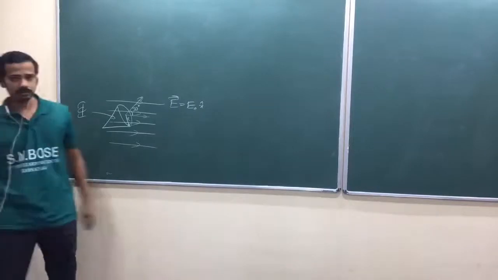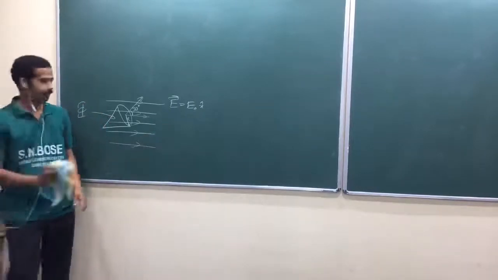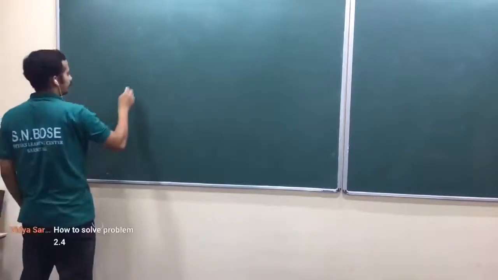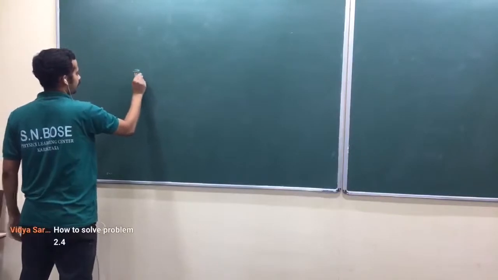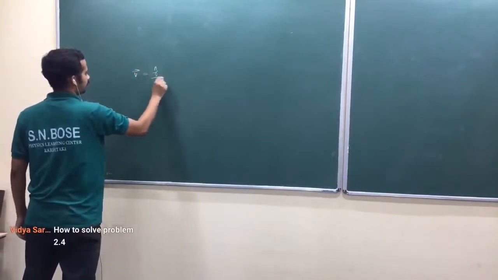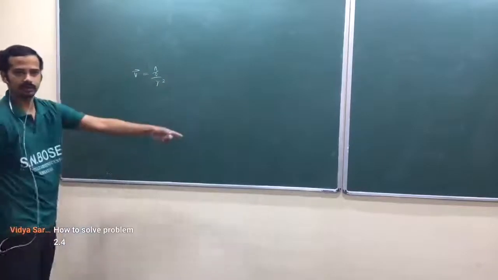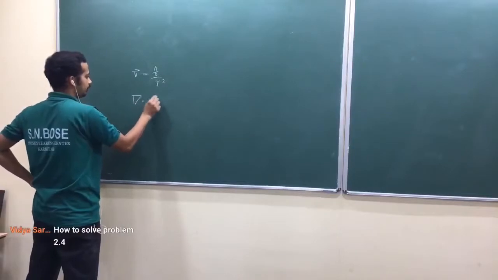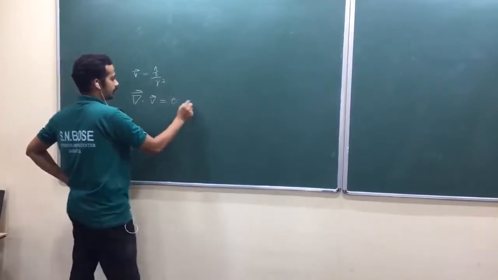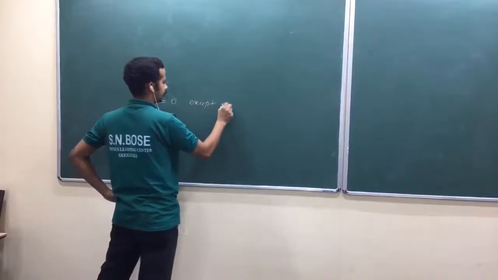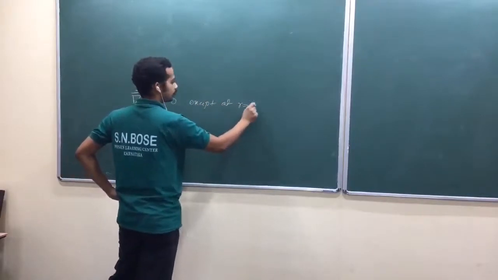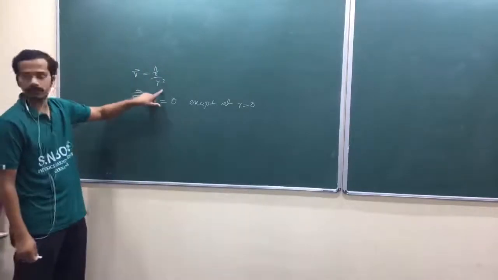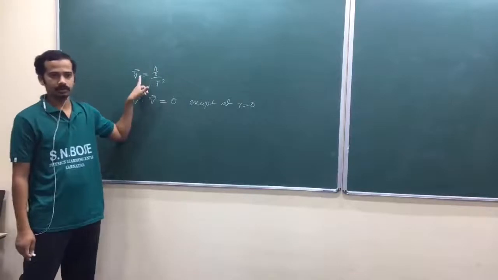Yeah, we got one conclusion earlier. If you have a vector field like r cap by r square, that was this vector field, am I right? I wrote that as the electric field. So del dot V is equal to 0 except at r equal to 0, because at r equal to 0 you can't take the derivative. That was the idea, do you remember? So it gave 0.